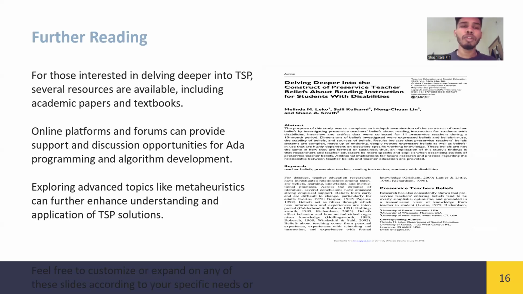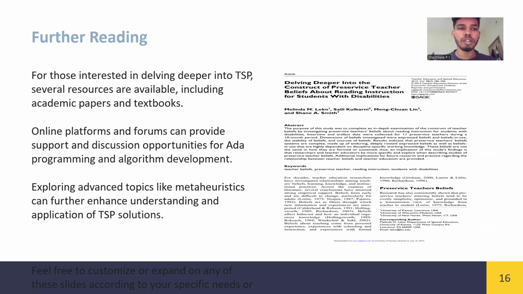So if you want to know more about the TSP, then you can read further. For those interested in delving deeper into TSP, several resources are available, including academic papers and textbooks. Online platforms and forums provide support and discussion opportunities for Ada programming and algorithm development. Exploring advanced topics like meta-heuristics can further enhance the understanding and applications of TSP solutions.